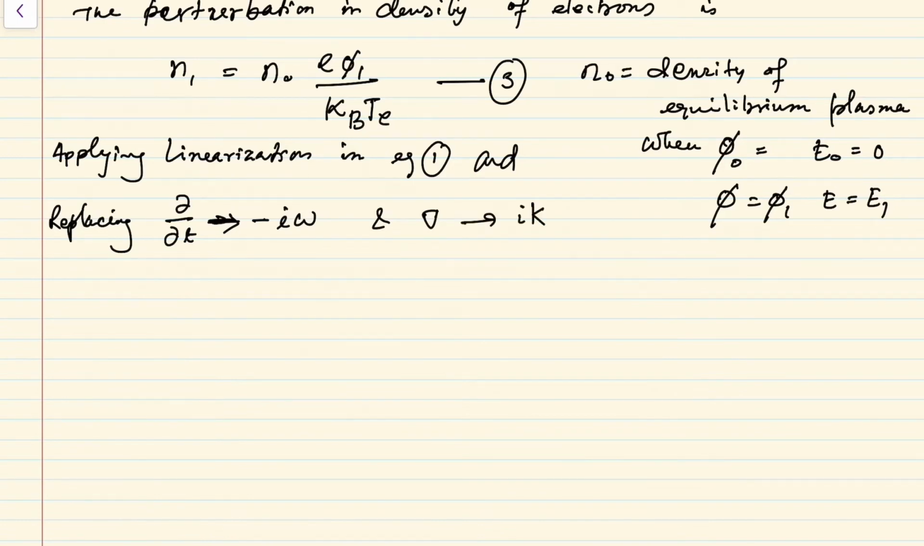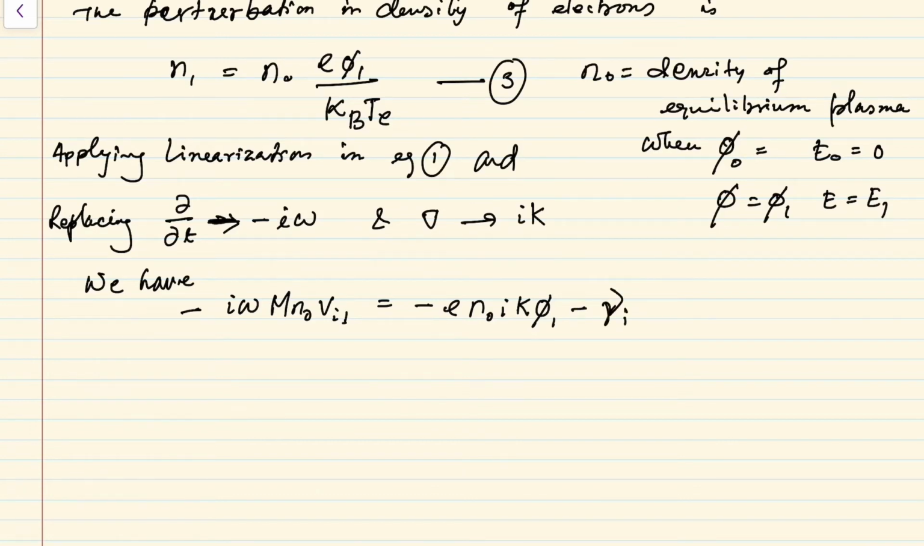So these things were already discussed in lecture 15. Okay, how to replace those? We have minus iωMn₀v_i1 equals minus en₀ik φ1 minus γ ik_B T_i n1.